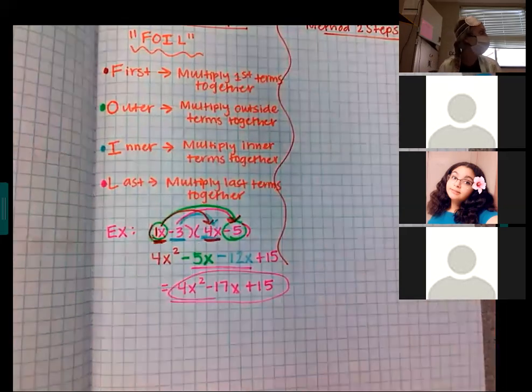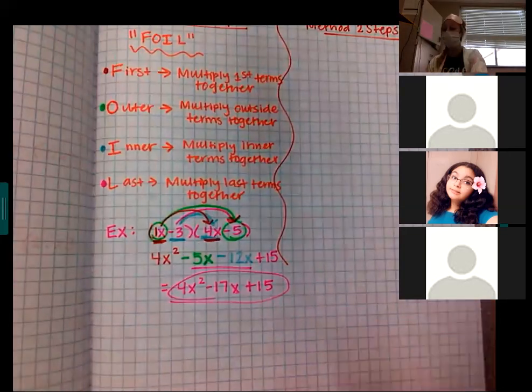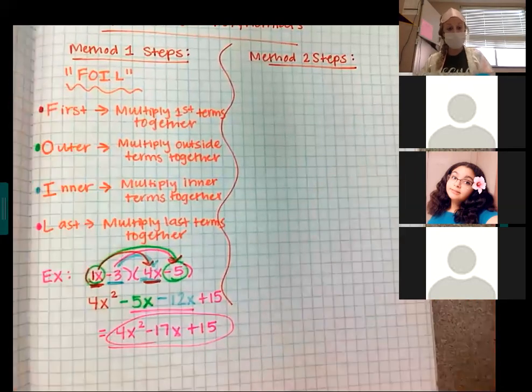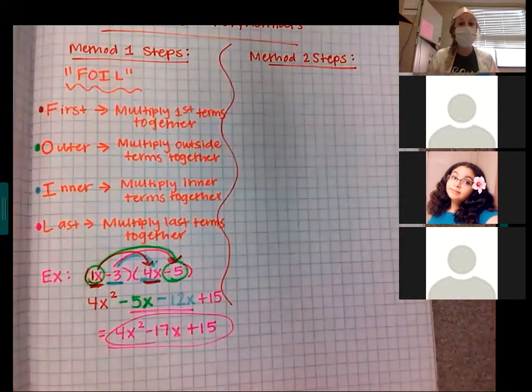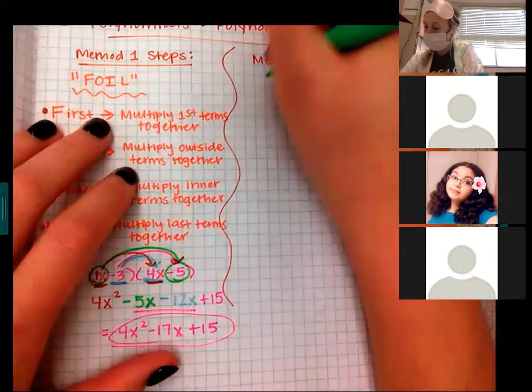What do y'all think about FOIL? It's okay. Okay, let me tell you who it's okay for. It's okay for normal people who don't have ADHD. People like me, FOIL did not work for me because I would forget which one was going where. It was too much distributing. So this is your second method you can use. If you like FOIL, please use it. I don't care, that's fine. But your second method, I think some of you might like better.